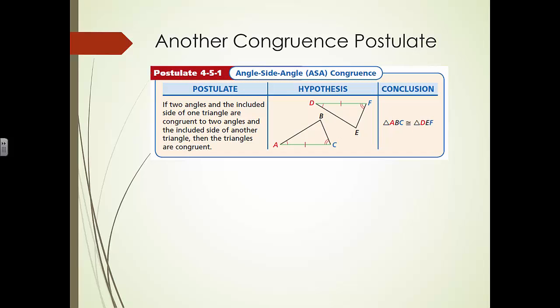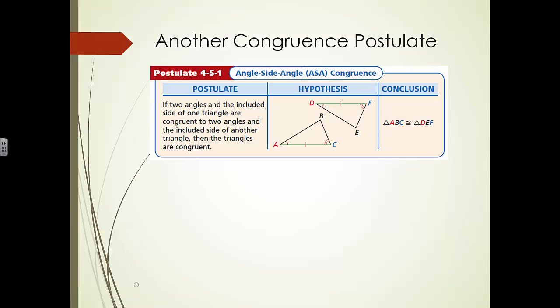You already had two congruence postulates from the previous lesson, so we're adding a third one today, and that is the angle-side-angle congruence postulate, which says that if you have two angles and the included side of one triangle congruent to two angles and the included side of another triangle, then the two triangles are congruent.